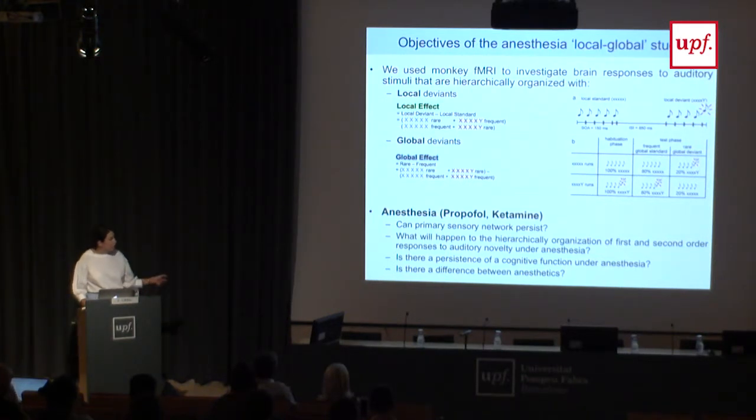So the first question, of course, was whether the primary sensory network persists, like if you get auditory activations, but we were quite sure that we would get them. But then what happens in particular to this second-order detection of violations, like the global effect in the brain? The question was whether the monkey brain was still capable of perception or cognitive function under anesthesia.